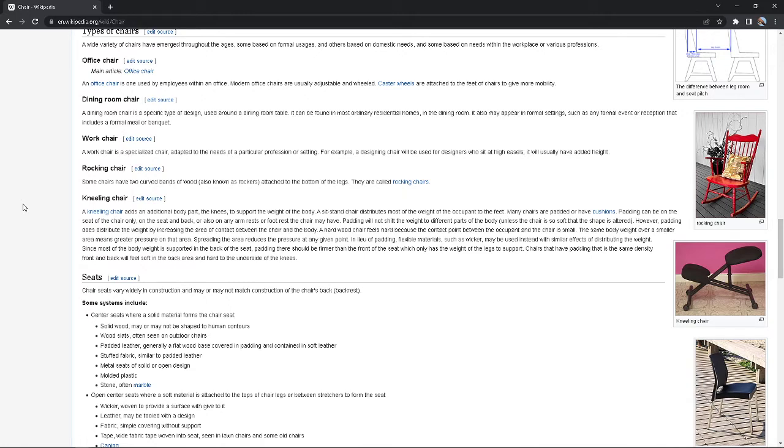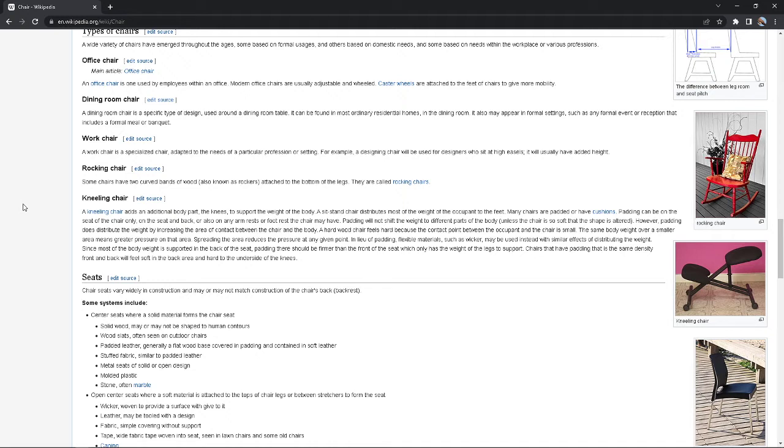Dining room chair. A dining room chair is a specific type of design and used around a dining room table. It can be found in most ordinary residential homes in the dining room. It may appear in formal settings, such as any formal event or reception that includes a formal meal or banquet.